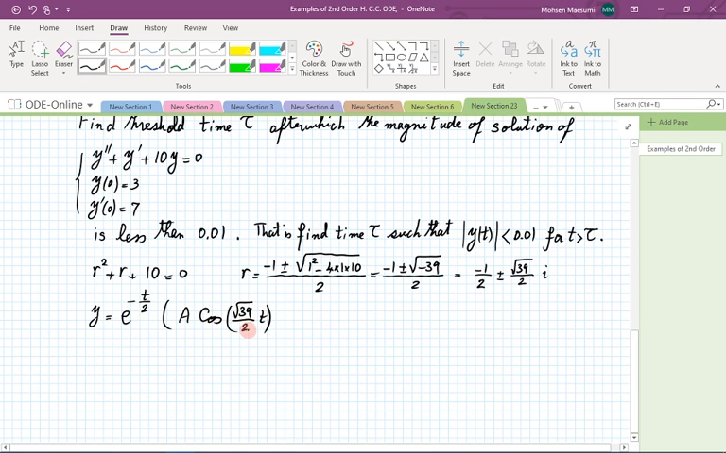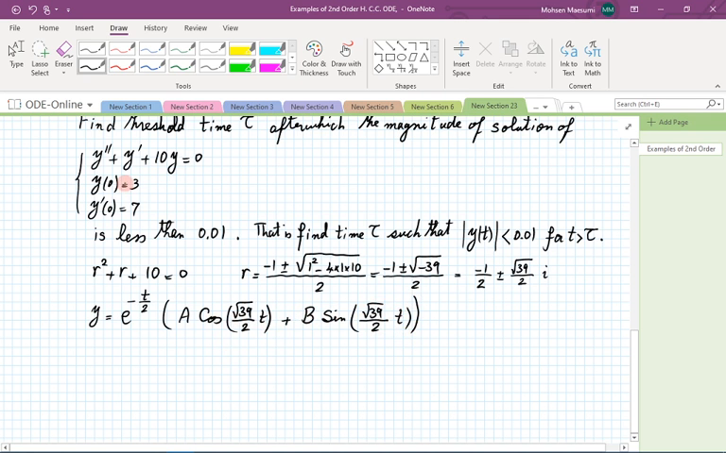Be careful that 2 is outside of this radical and t is also outside of that radical. The whole thing in a parenthesis is the argument of cosine. You have to understand this very well to be able to use either a software or just do arithmetic with it. So b sine of the same argument, radical 39 over 2t.